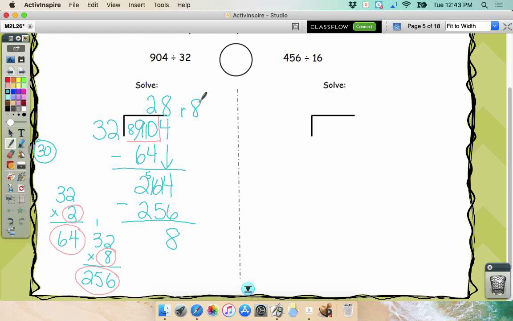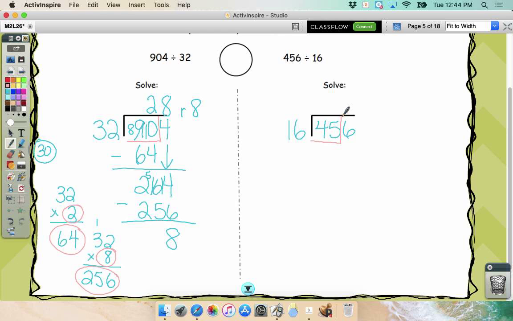Now we're going to do the same thing on the other one. Okay, so what number goes in the doghouse? 456, divided by 16. Okay. And I'm going to draw my box because 16 will go into 45.